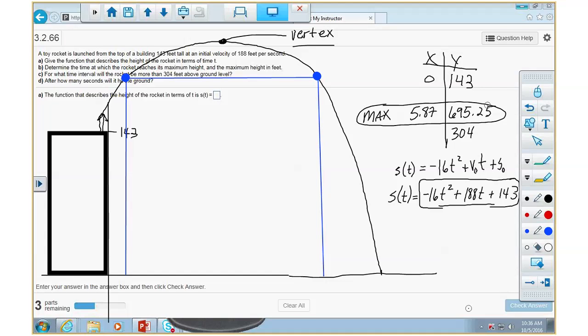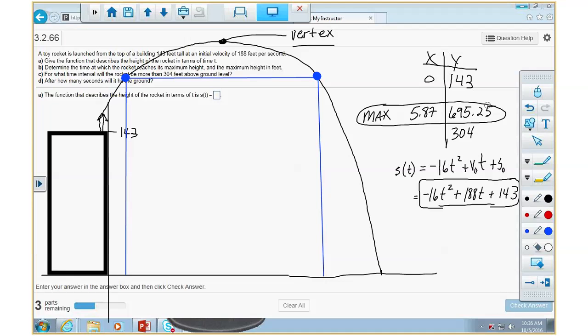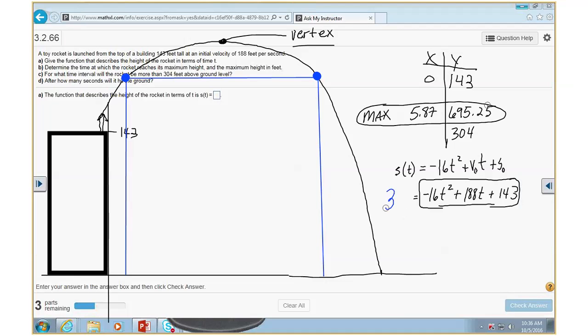So that means I got to plug in 304 for what? For y, right? Where's y? It's the last one there, the one I just erased. Wrong again. F of x is a fancy way of writing f of t, which is a fancy way of writing y. This is y. Y'all remember me telling y'all all this stuff?